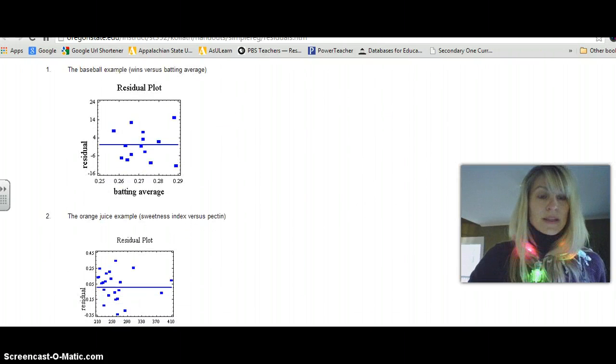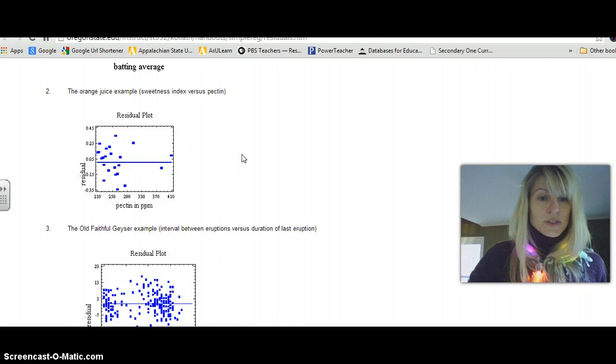If we look at this one, the batting average example, here's the residual line, and again, they're all over and no pattern. So the batting average is a linear equation. Then we're going to look at orange juice, and it's talking about the pectin in the orange juice. Now you can see they're all clumped here and all clumped here. So this is not a very good linear equation, because they're all grouped, they're not spread out and random. So I would say that the orange juice example is not a linear equation.